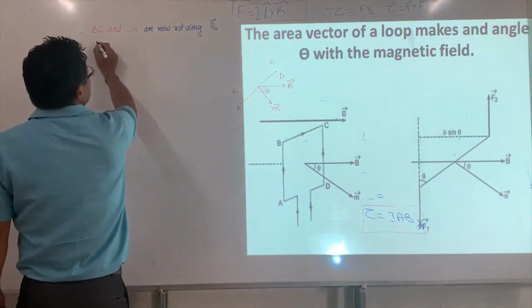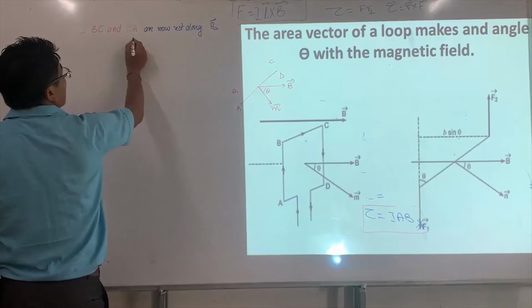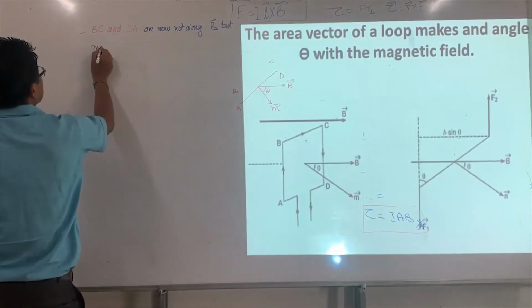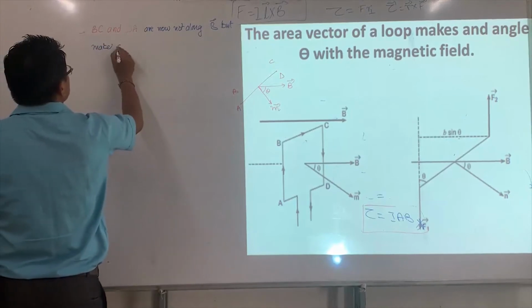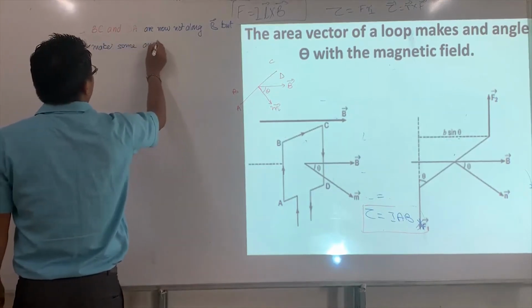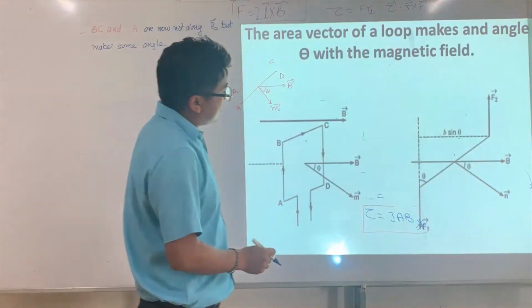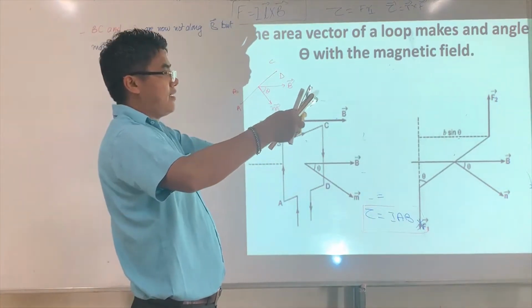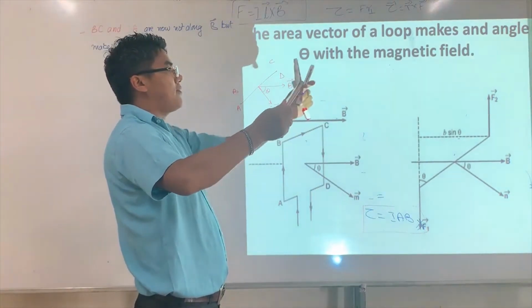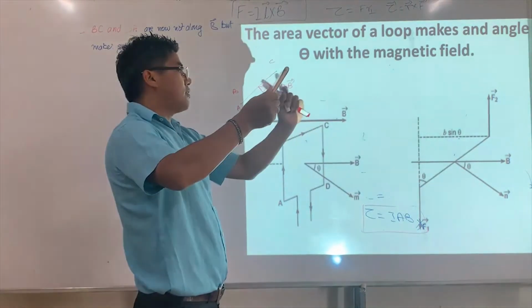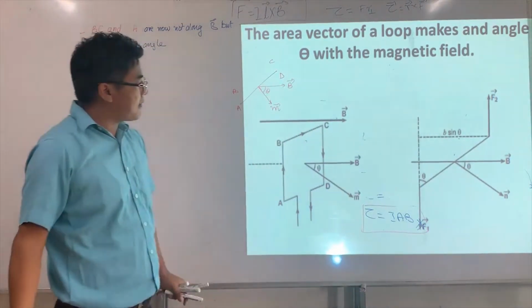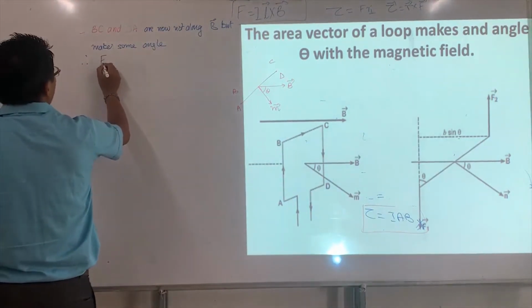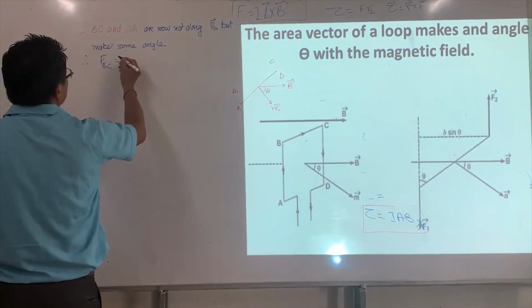So therefore, BC and DA are not along B, but make some angle. Why? Because now it is something like this. This is the direction of magnetic field. This is a perpendicular. So it is making some angle, right? So therefore, look at here. Force on BC is now not equal to 0, right?